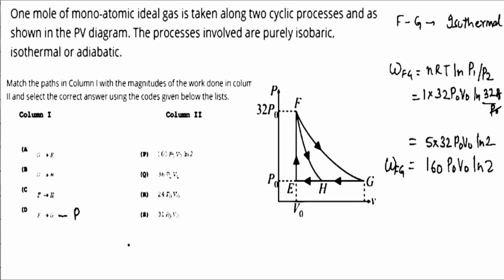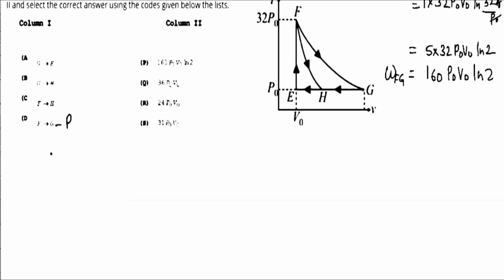So let's try to find out the work done in the process G to E. The work done in the process G to E is simply, this is an isobaric process. So you can see that GE is an isobaric process where the pressure is constant and the volume is decreasing, we can see. So we can simply find out P dV.